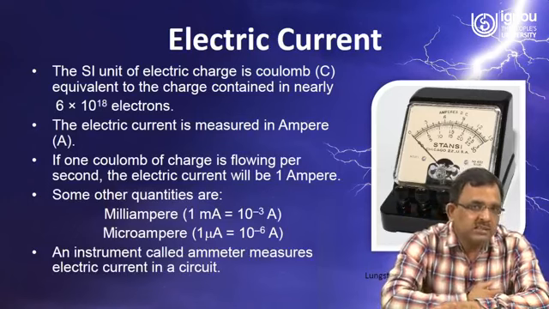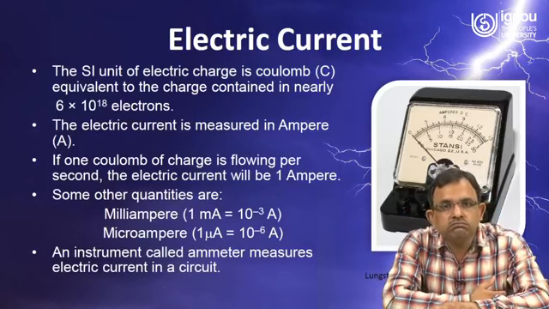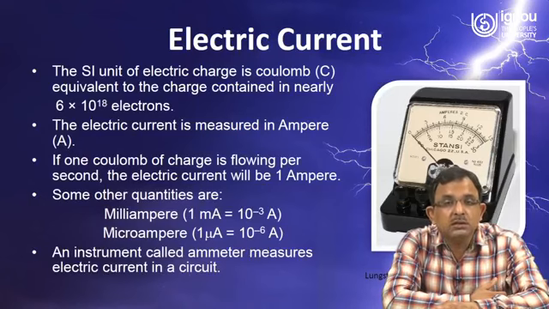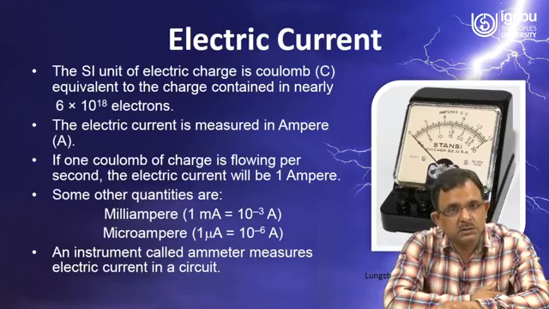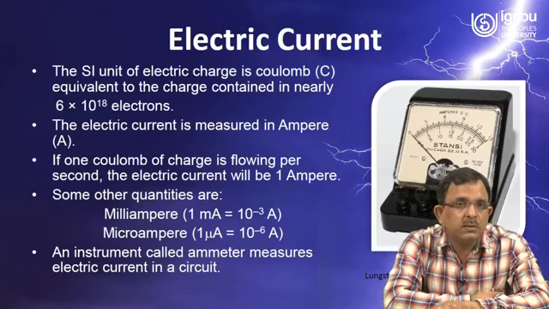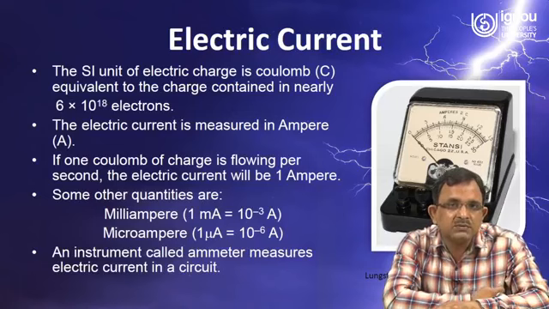The electric charge, basically we measure with a unit called coulomb, which is equivalent to the flow of nearly 6.6 into 10 to the power 18 electrons. So if 6 into 10 to the power 18 electrons are flowing per second, it is 1 coulomb.